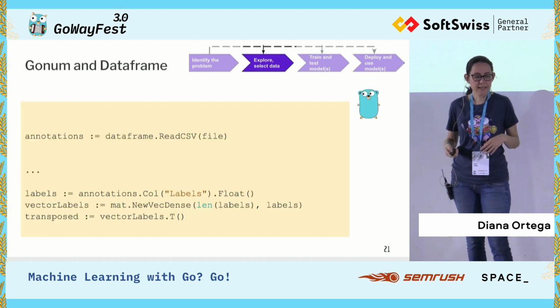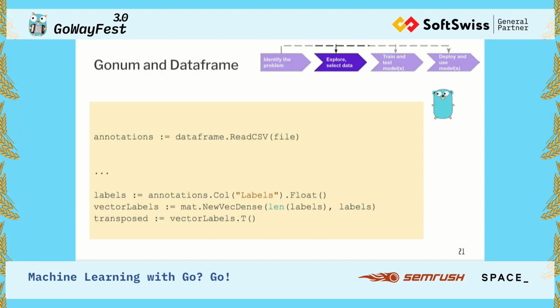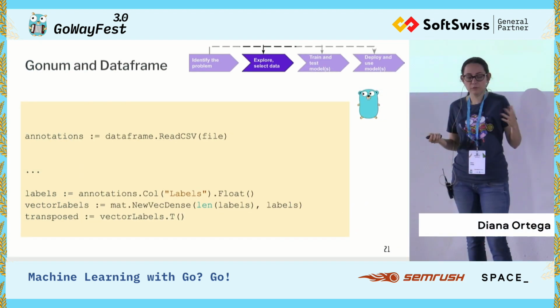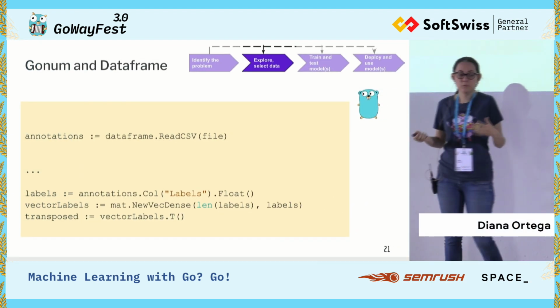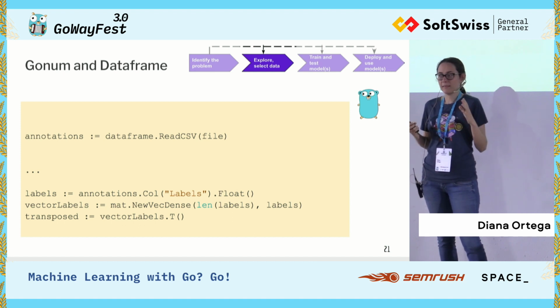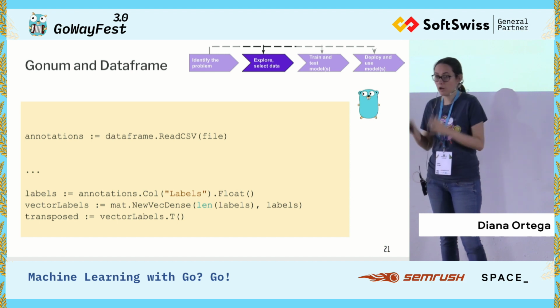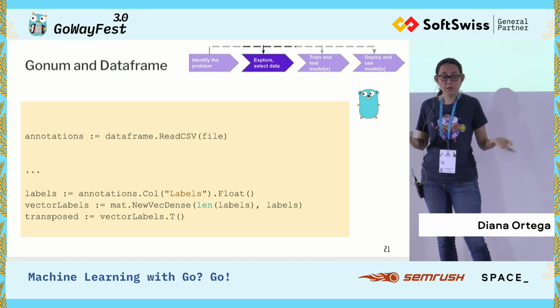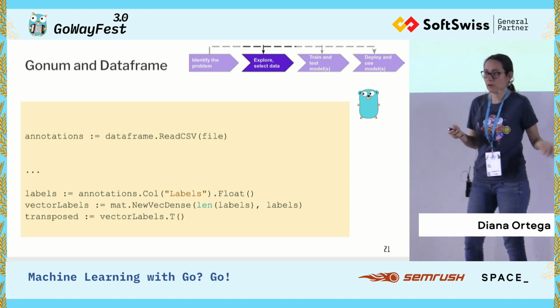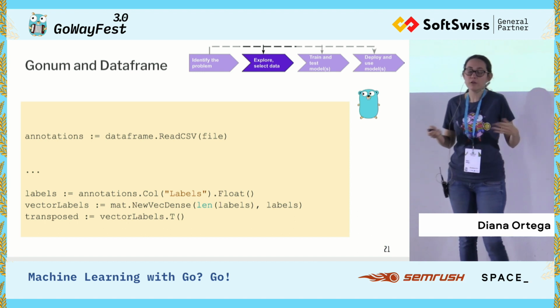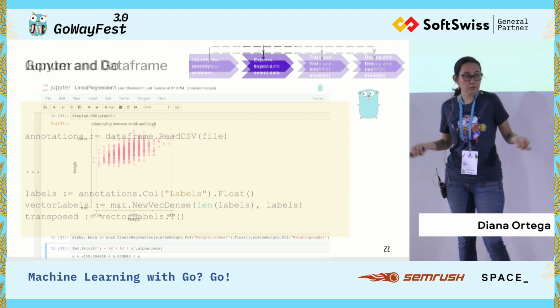So I have the data, and I have a lot of libraries. A very particular library that I like a lot because it's very powerful is Gonum, which allows me to handle data as if it were an Excel. It's just a data frame. You can handle data in columns. So you can use that for looking at your data and for cleaning your data.